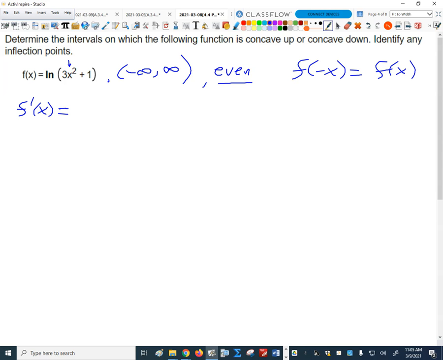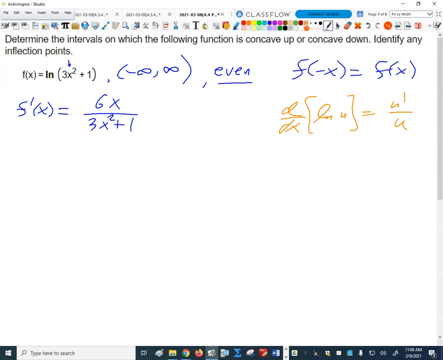Everybody agree? Here's our derivative rule that we're using. Derivative of log u is u prime over u. So what's that going to give us? The u prime is just going to be 6x, divided by u, which is 3x squared plus 1. Agreed?